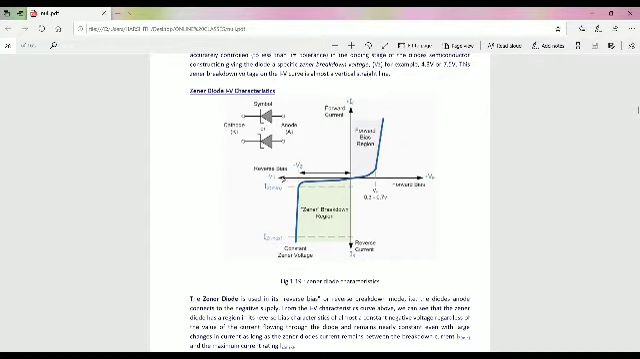Zener breakdown occurs only in the reverse biased condition. Suddenly the current increases. This is the breakdown region. This is the Zener diode symbolic representation. This is the cathode and this is the anode. Okay, Z, so the Zener diode.